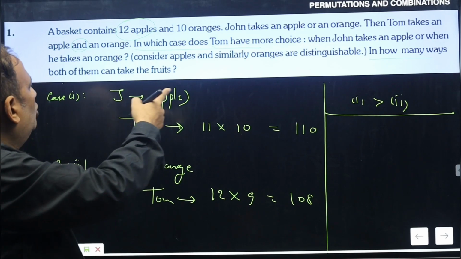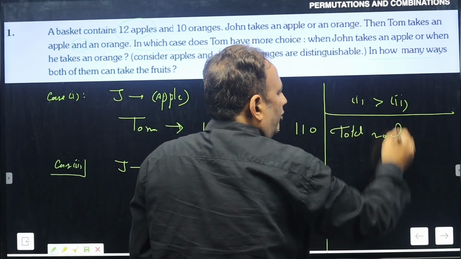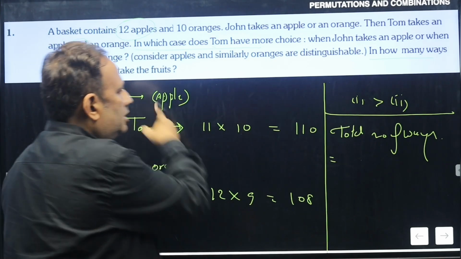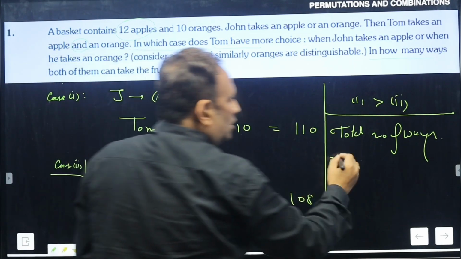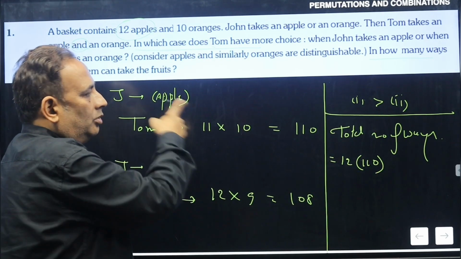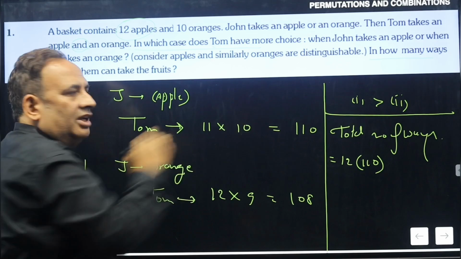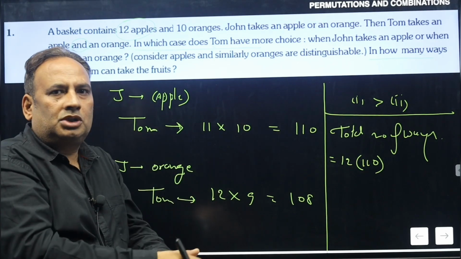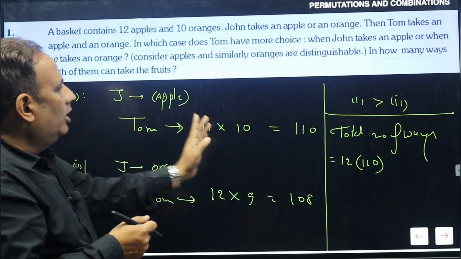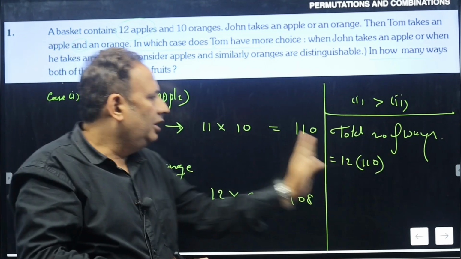So in the next part of the question, they are asking in how many ways both of them can take the fruits. So the total number of ways in which they can opt the fruits are: John has apple, how many apples? 12 apples. So 12 into 110 ways, again the fundamental multiplication rule. First apple by John, 12 different ways he has the option. When John selects an apple, 12 options will be there. And now Tom has to select one apple and one orange successively. Successively means multiplication rule. So 12 into 110.